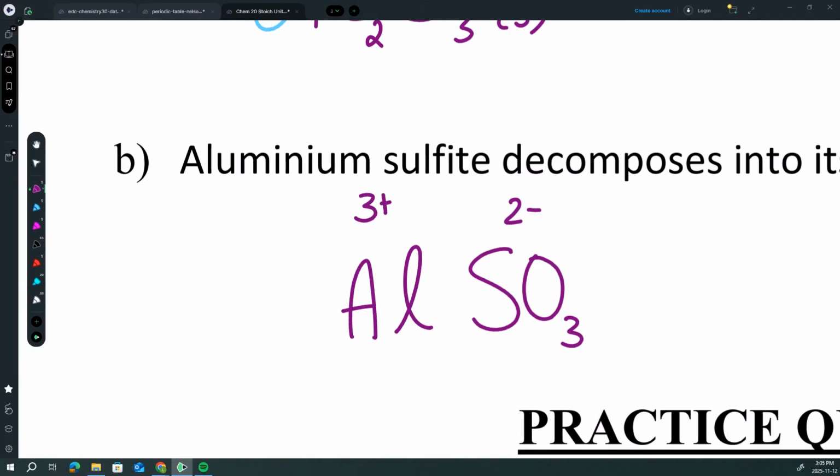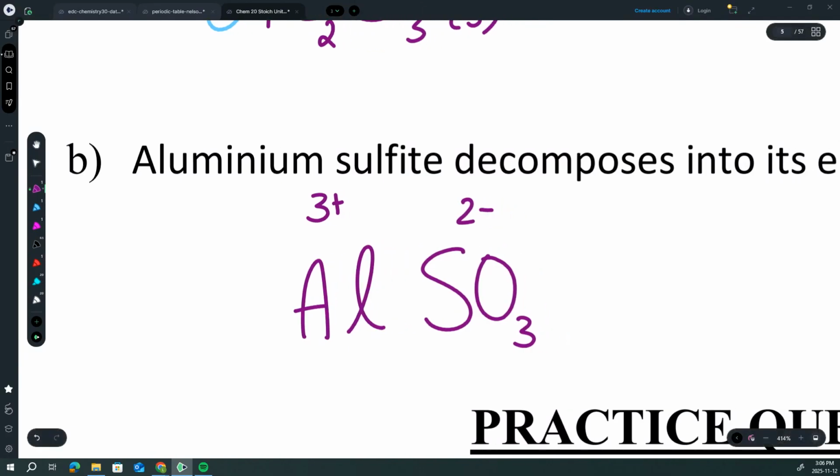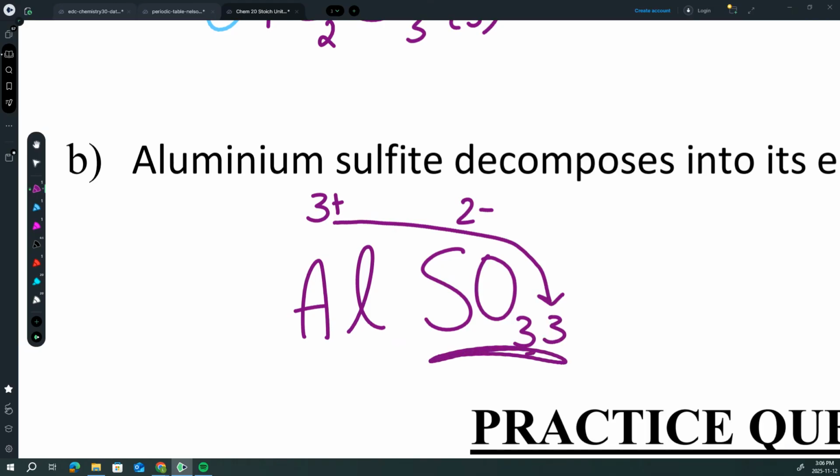Okay, so 3 minus 2, obviously that isn't equal to 0. So we've got to do crisscross applesauce. However, since we need 3 sulfites, if I just put a 3 here, that is going to change this part dramatically. That's not what we're trying to communicate, that there's 33 oxygens.